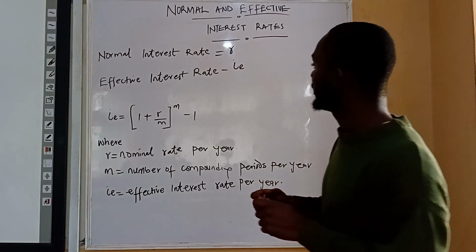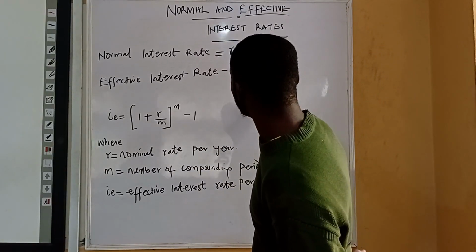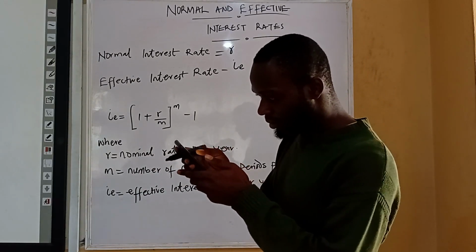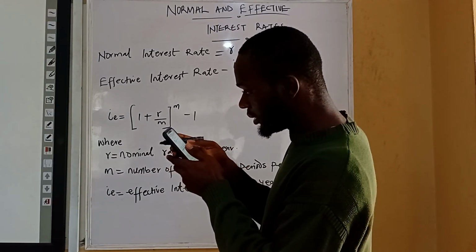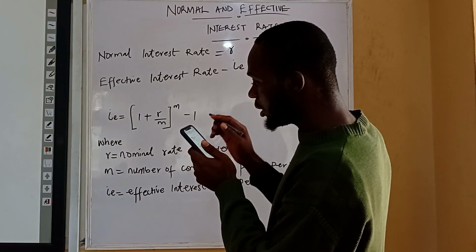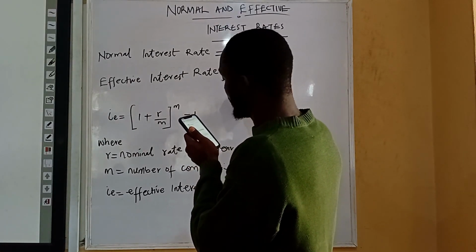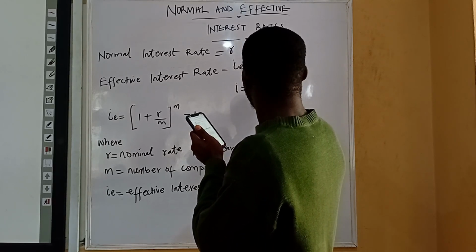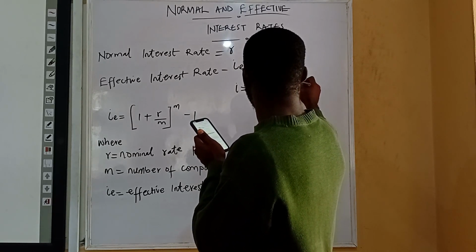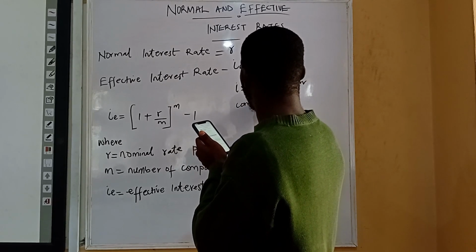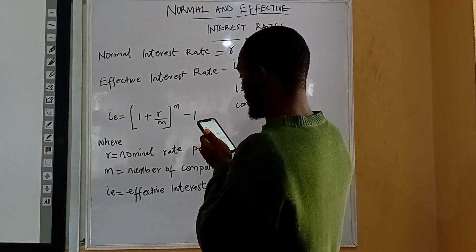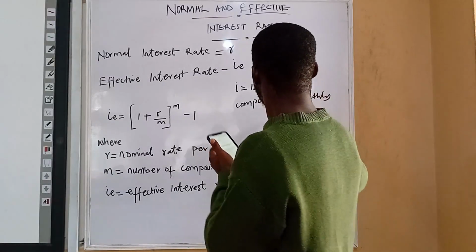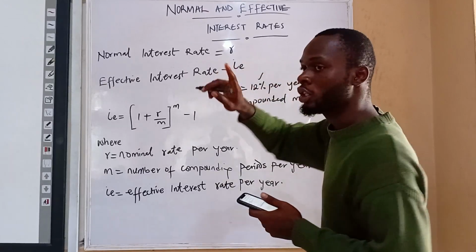For example, if you are told that the interest rate of something is 12% per year compounded monthly, it means that this 12% is just for 1 month.